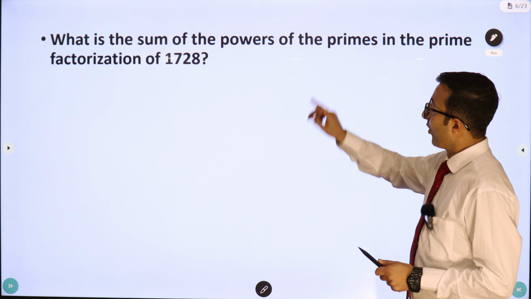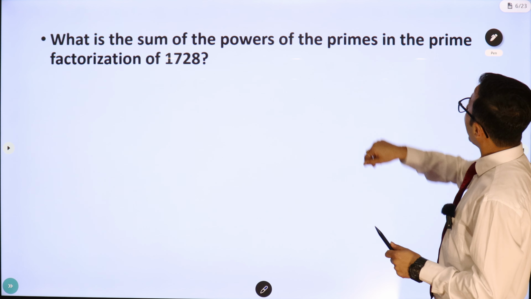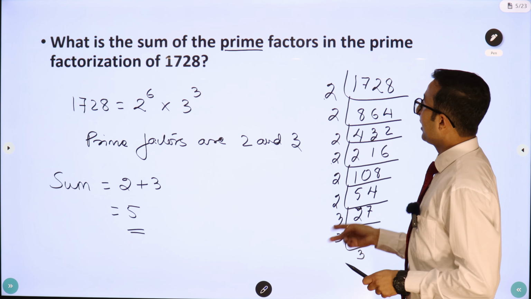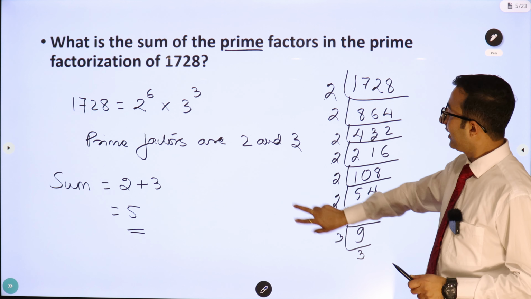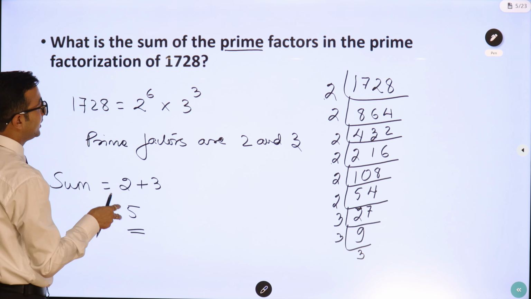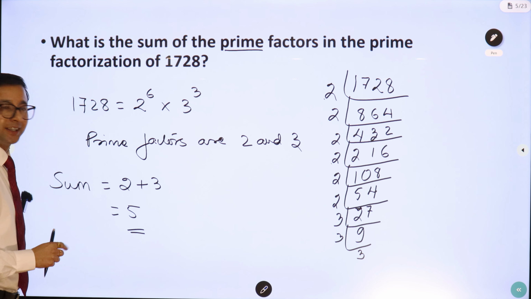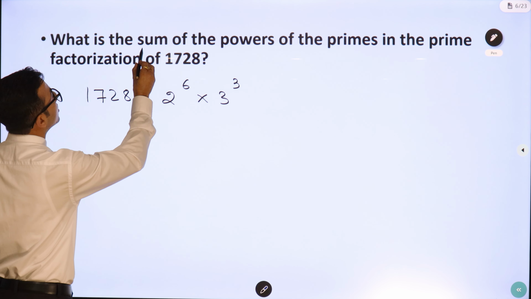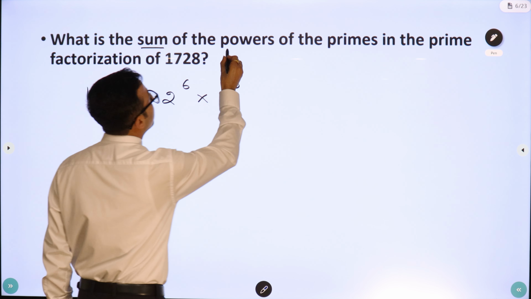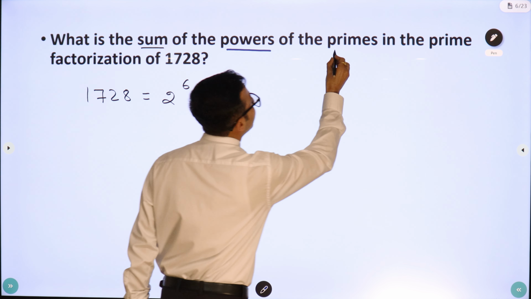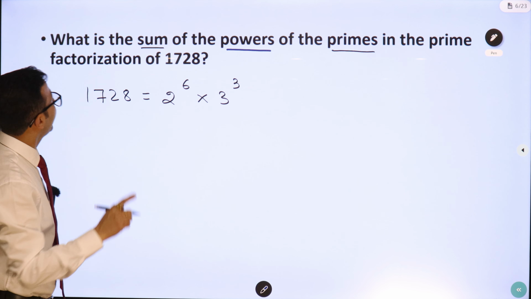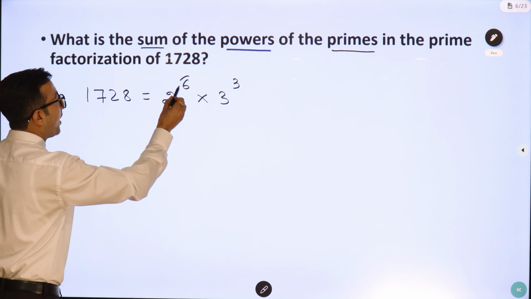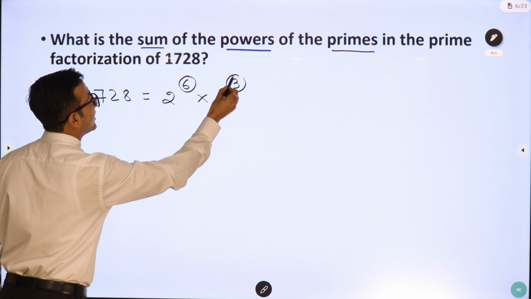नेक्स्ट क्वेशन हेर्नुस् ल. What is the sum of the powers of the primes in the prime factorization of 1728? अहिले भर्खरै we have seen that prime factorization of 1728 is, you can see here, 2 to the power 6 into 3 to the power 3. So here the question is that what is the sum of the powers of the primes? Look at here, power of the primes are 6 and 3.